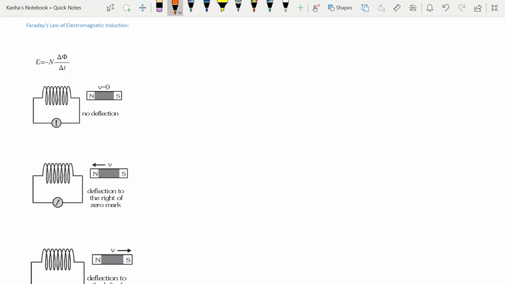Next, we quickly talk about Faraday's laws of electromagnetic induction. What is electromagnetic induction? You are trying to induce an EMF in a system, in a coil or in a conductor, by changing the magnetic flux that is passing through the coil or through the conductor. So this is the basic principle. And how is that done?